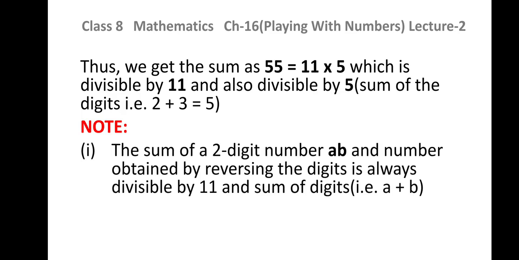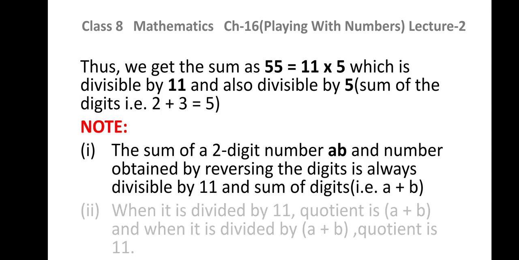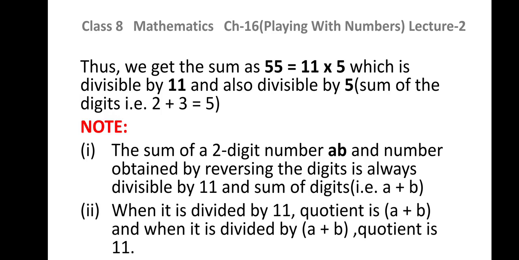First point is the sum of a two-digit number AB and the number obtained by reversing the digits is always divisible by 11 and the sum of the digits, that is A plus B. We have seen in the example, it is very much clear to you. Second point to note is, when it is divided by 11, quotient is A plus B. Obviously, dear children, when 55 is divided by 11, what will be the quotient? 5, which is the sum of the digits, that is A plus B.